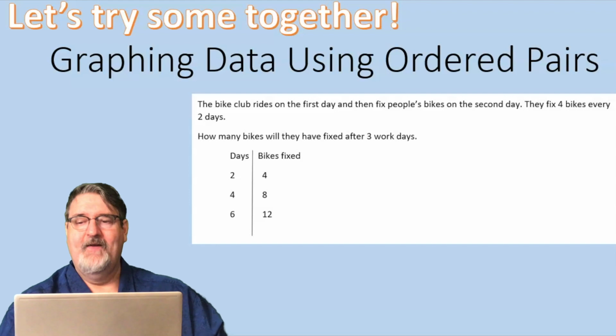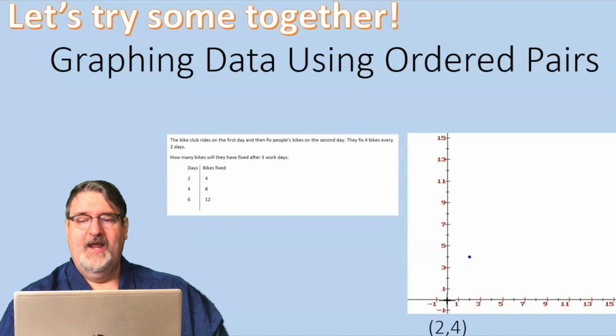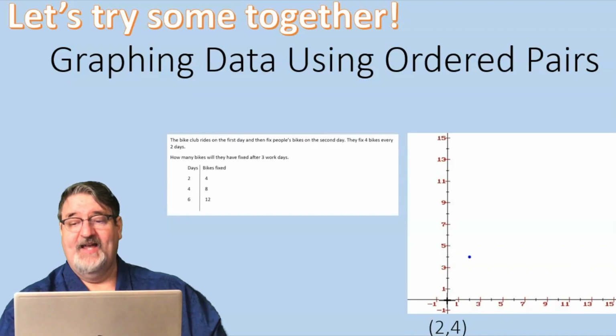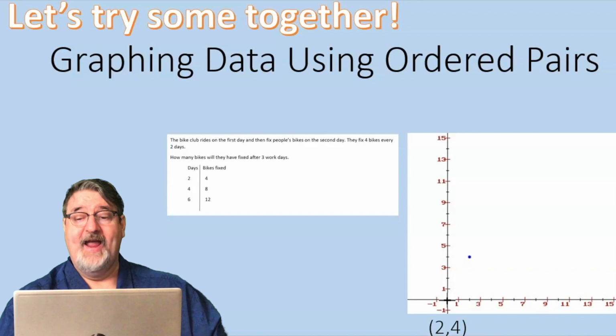All right, the bike club rides on the first day and then fixes people's bikes on the second day. They fix 4 bikes every 2 days. How many bikes will they have fixed after 3 work days? So we have a graph showing here their work, and when we plot it, it shows the first point on the x-axis. We went over to the 2, and then we go up to the 4 on the y-axis.